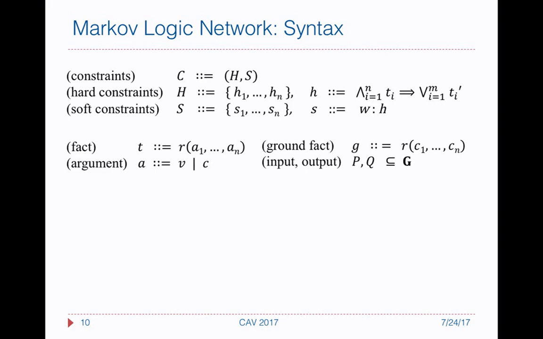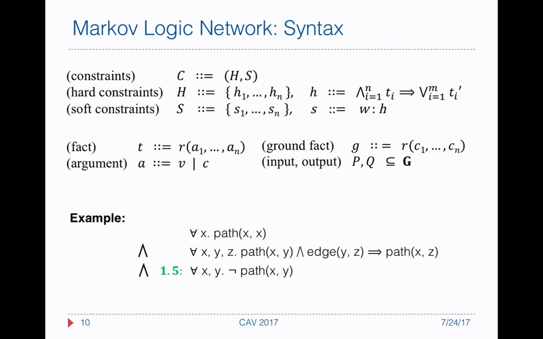We're going to look at Markov logic networks as programs themselves, so they'll have inputs and outputs. These inputs and outputs will themselves be sets of ground facts. I'm going to give an example to illustrate all of this shortly. So here's an example which I just showed that indeed is a Markov logic network according to the syntax.